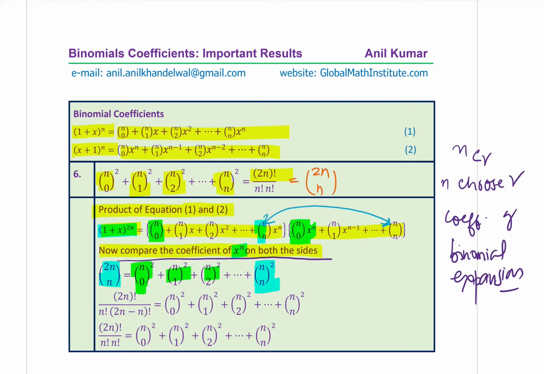So you are comparing the coefficients on both sides, and then what you get is the required series, right? The required series, which is what we need, and 2n choose n as our answer. So this is, in a way, 2nCn. So now you have 2nCn, you can expand and simplify. So 2n factorial divided by n factorial times n factorial. And when you simplify that, you get your result. Is that clear to you? So you're comparing the coefficients to prove this result.